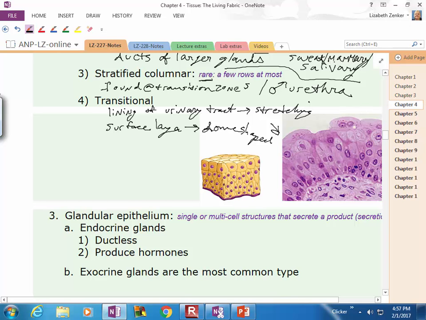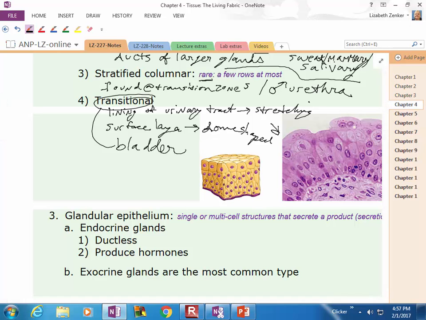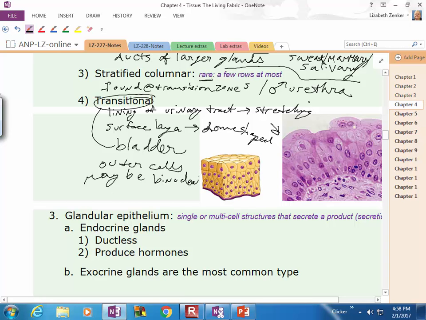And what do you think it looks like when you have a bunch of fluid in there putting pressure against it? Kind of flattens it back out, squishes it down. So this would be a relaxed, not full bladder, for example, right? So always associate transitional epithelium with bladder. Okay. And the outer cells may be binucleate, which means two nuclei. So, for example, here's one of those binucleate cells at the top there.